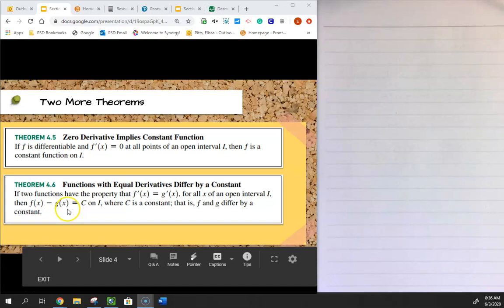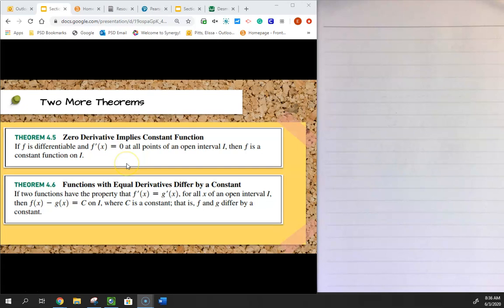We get two more theorems from the mean value theorem, and I'll let you go through the proofs of those theorems on your own if you're interested. They're in your book. They're not too difficult to read through. One theorem that we get is if f is differentiable and f prime of x is equal to 0 at all points of an open interval, then f is a constant function on that interval. The only way that we're going to have a derivative equal to 0 for all points is that the function has to be a horizontal line or a horizontal segment on that interval.